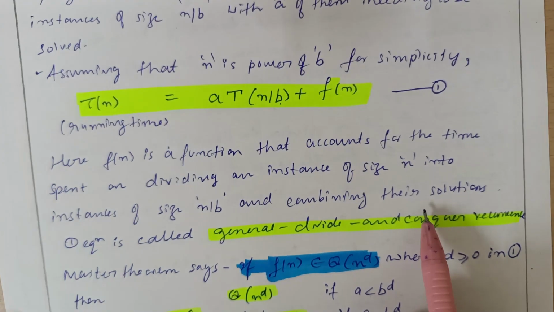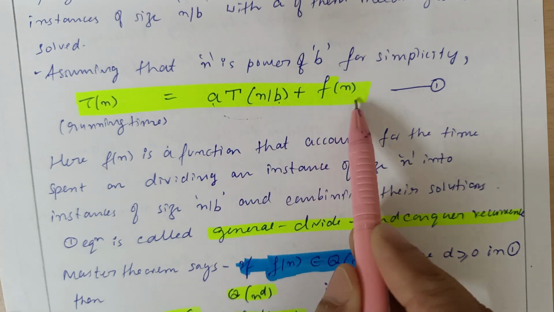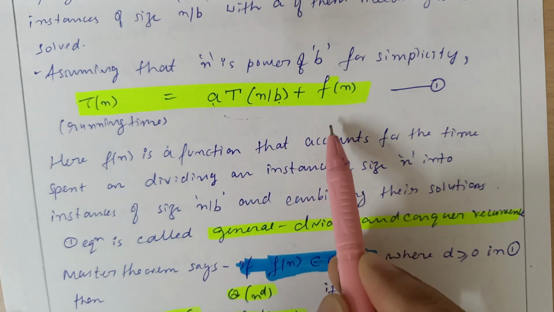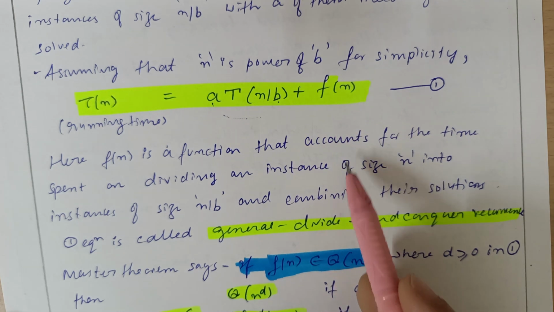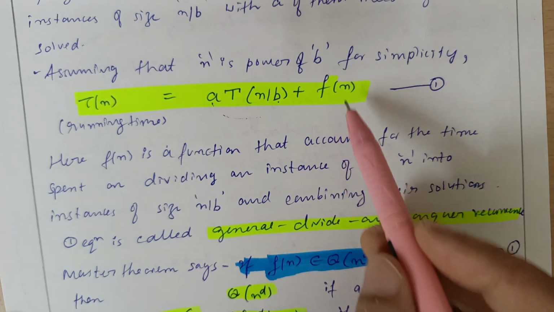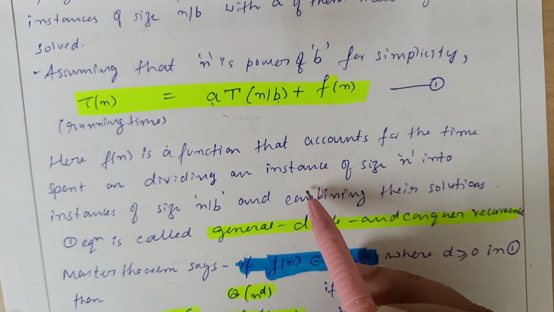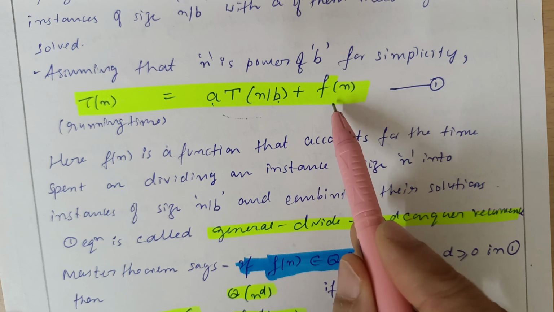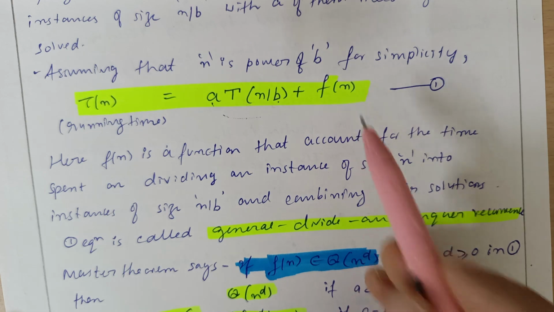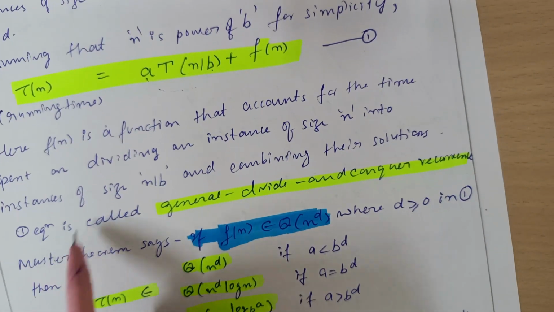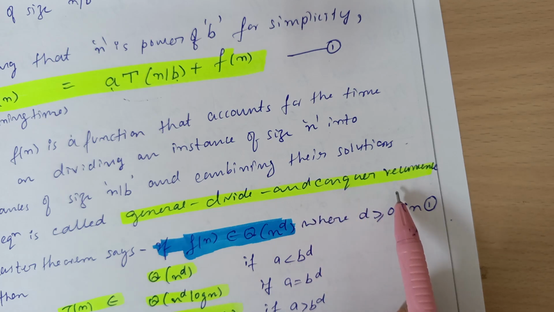So this is the recurrence part, and this is the non-recurrence part. We need to divide the task, and finally we need to merge the answer. The additional time needed for this division as well as for combining the sub-solutions is f of n. And this equation, as we said, is the general divide and conquer recurrence equation.